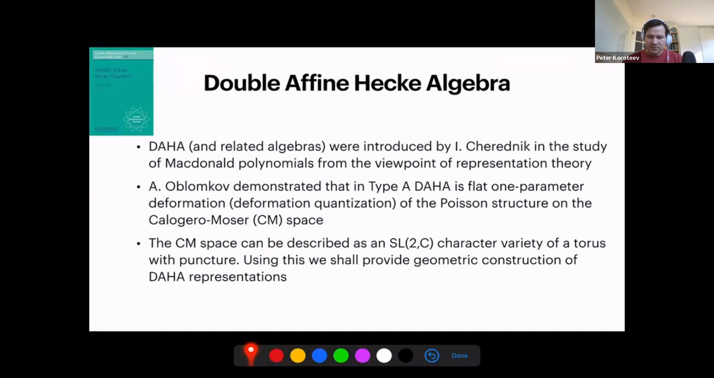In my story, I'll be working with the SL2C Calogero-Moser space for one degree of freedom, for one particle, and it will be described as the moduli space of SL2C flat connections, or the SL2C character variety of a torus with a puncture. Then using this geometric approach and this quantization, we'll provide a geometric construction of DAHA representations.